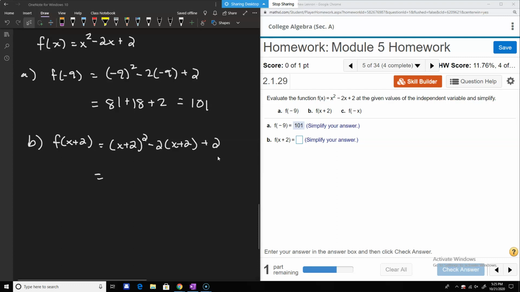All right. So squaring it, we have to do x plus 2 times x plus 2, which comes out as x squared plus 4x plus 4. And then distribute the negative 2. So we multiply the negative 2 through, so we get negative 2x minus 4 and then plus 2. So the plus 4 and the minus 4 go away, and we're left with x squared plus 2x plus 2, because the 4x minus the 2x is just 2x.